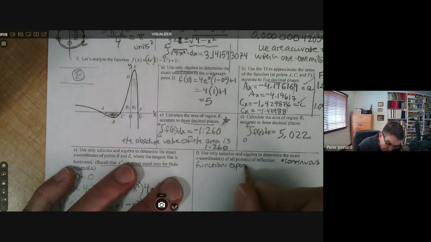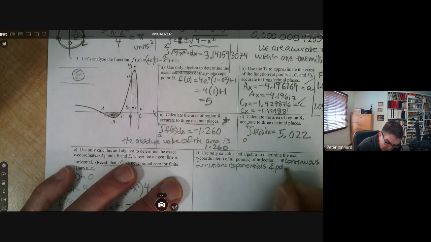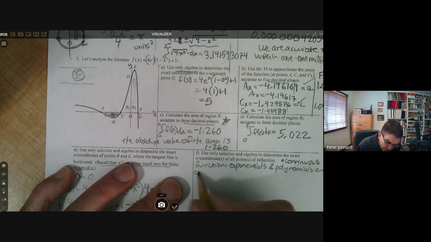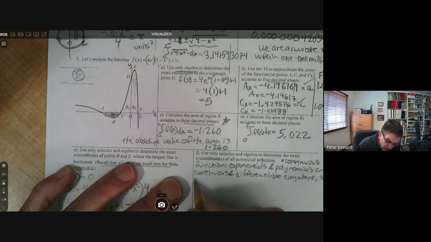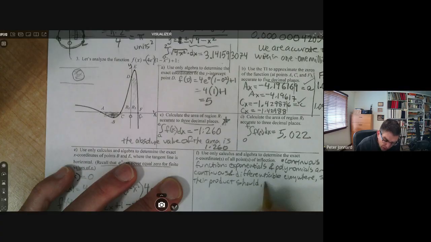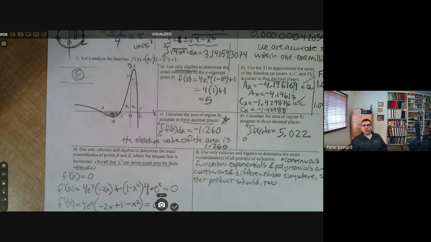Exponentials are continuous. Exponentials and polynomials are continuous and differentiable everywhere. Okay, so their product should be too. Okay, so that takes care of that one.